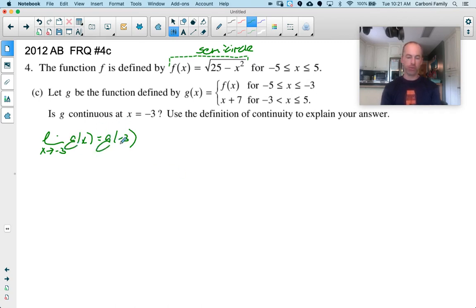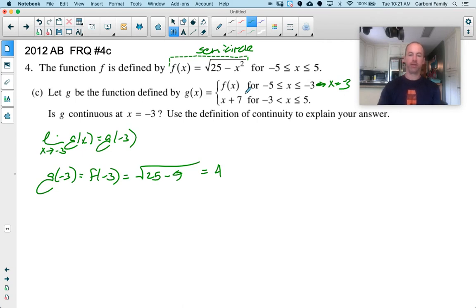And I'm going to start with g of negative 3 because usually the g of or the f of question is easier than the limit question. And so g of negative 3, we equal negative 3 right here. And g of negative 3 would actually equal f of negative 3. And f of negative 3 is the square root of 25 minus negative 3 squared, which is 9. That ends up being the square root of 16, which is 4. So now that I know what g of negative 3 is, I need to find the limit as x approaches negative 3 of g.